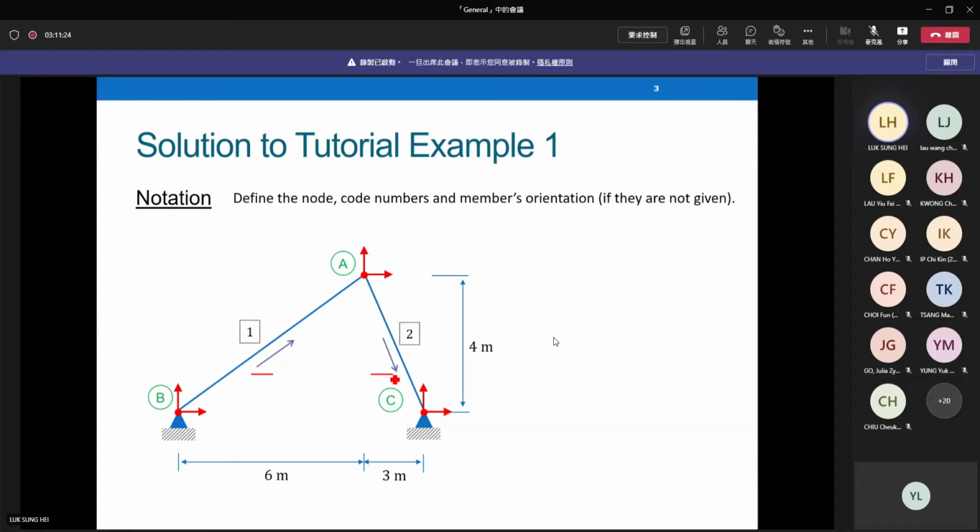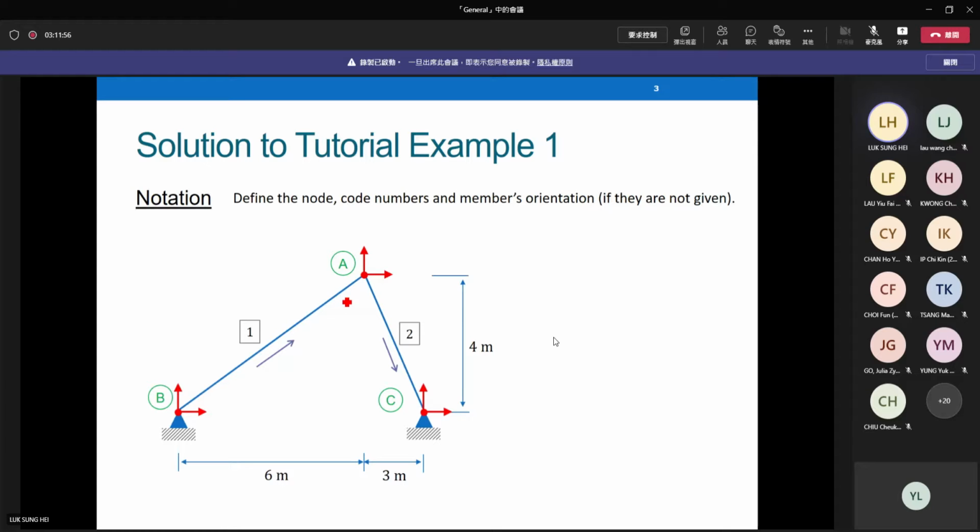Member 2, we cannot point upward. If you point upward, then the horizontal direction becomes pointing to the left-hand side. I'll show you what happens if we change the member orientation later. In example 1, version 1, let us follow this member orientation. Member 1 points from point B to point A. Member 2 points towards point C. In the next example, I will change the orientation to see what happens.